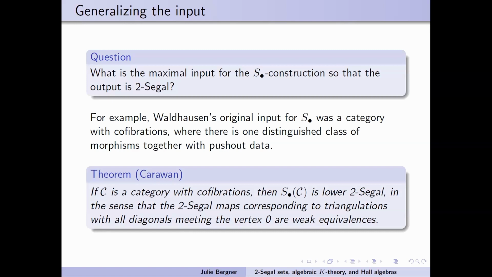So for example, I said this S dot is originally due to Waldhausen, but not quite in the way that I've described it. Waldhausen's original input was a category with cofibrations. So there's only one distinguished class of morphisms, analogous to our admissible monos, and you have pushout data in his axioms, but you don't have a second distinguished class. You don't know anything about pullbacks in general. My student Tanner Carawan just posted a paper last week or so on the arXiv with this result. If you have a category with cofibrations, then S dot C is what's called lower 2-Segal, in the sense that the 2-Segal maps corresponding to triangulations with all diagonals meeting the vertex 0 are weak equivalences. Okay, that's a bit of a mouthful.